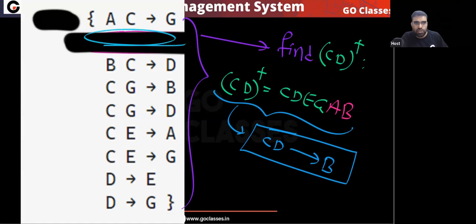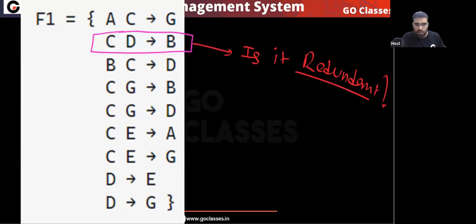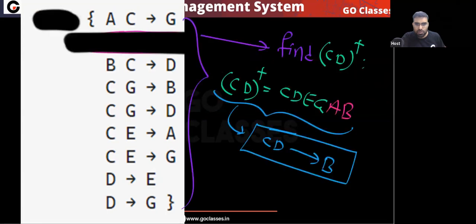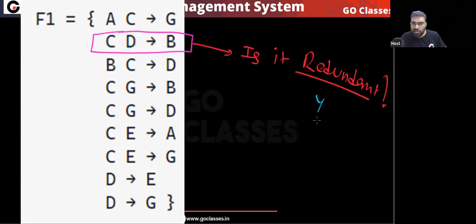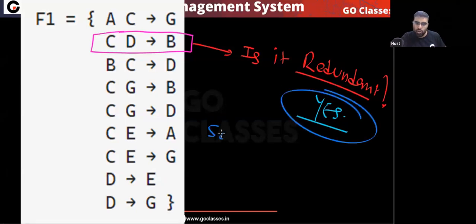So this FD was actually redundant. Yes or no? This is what I can say. This is actually redundant. So we can remove it. Is this clear? Remember, this is redundant, so you can remove it.